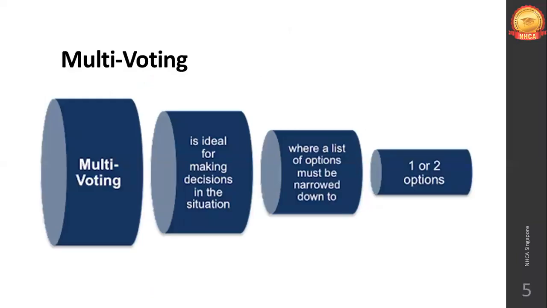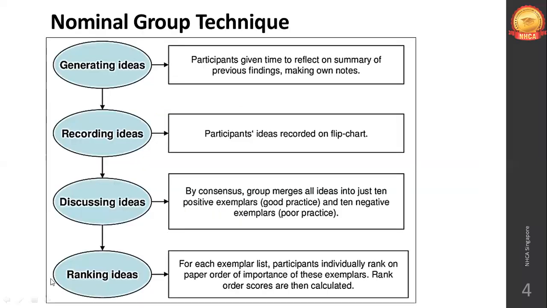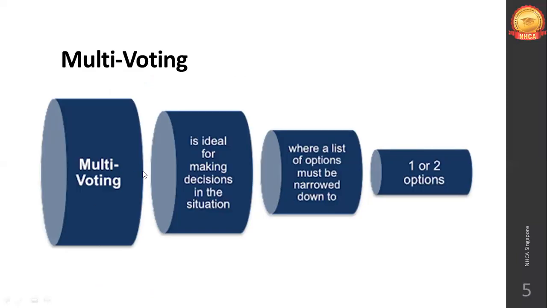Then we have multi-voting. For example, the last step of the NG technique, ranking ideas, is multi-voting. Okay, you have a few options, more than one option is there with you. Now you have to select the best option.